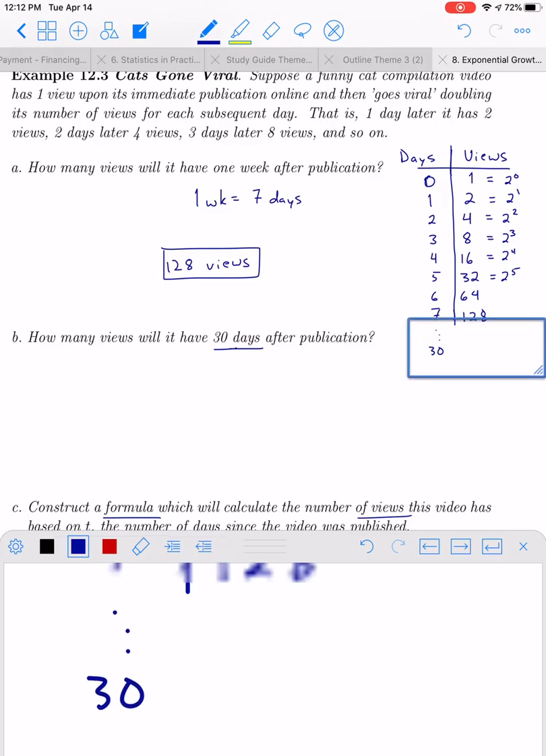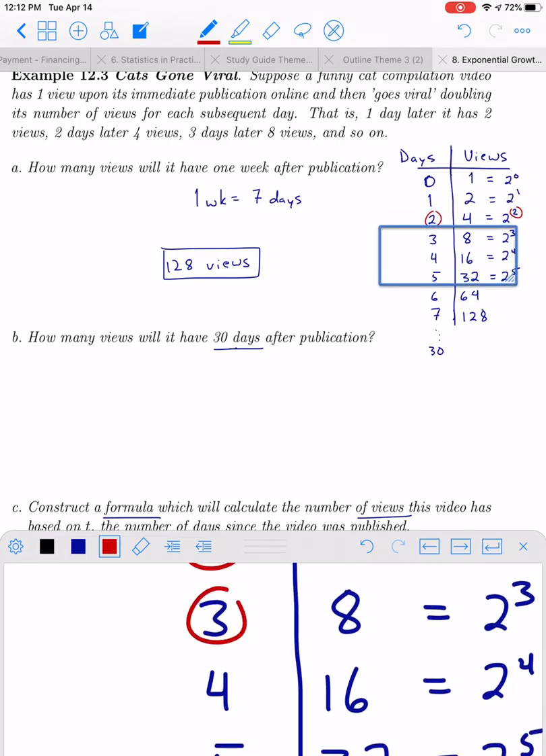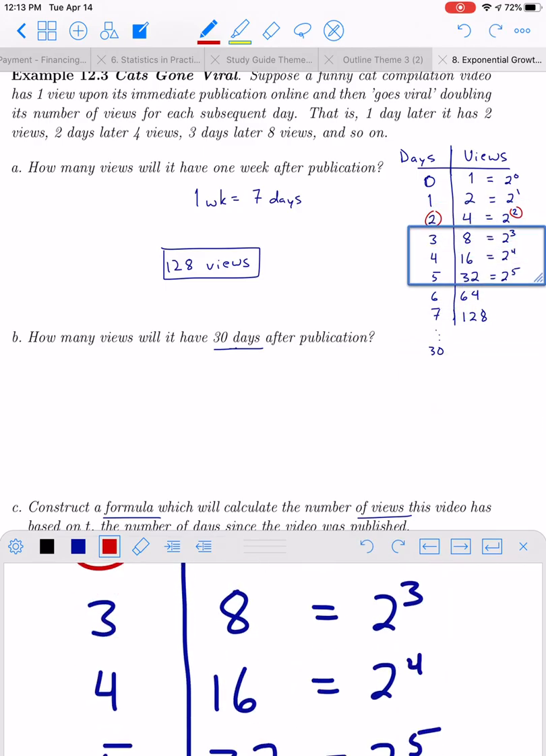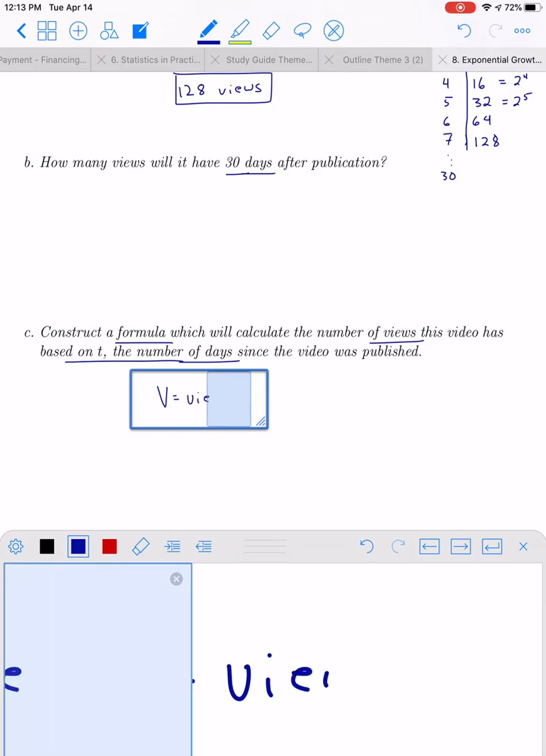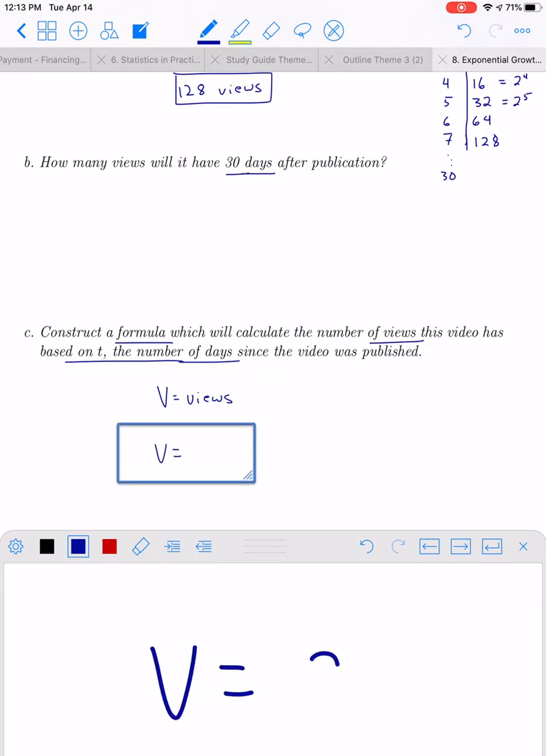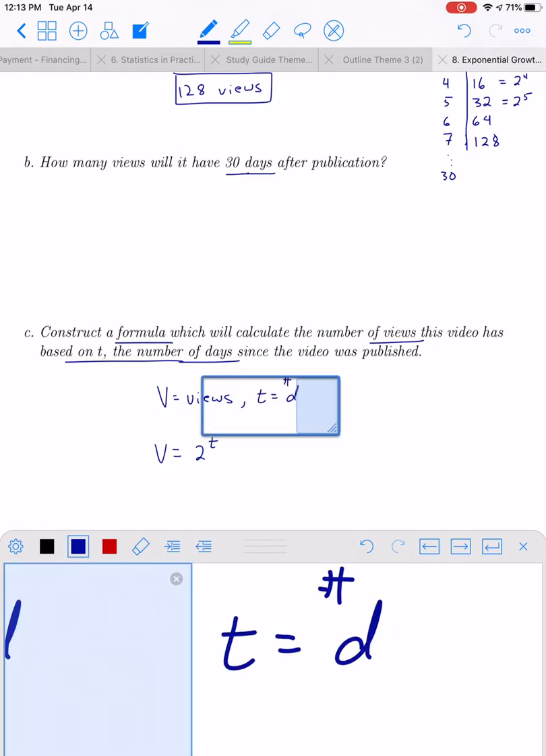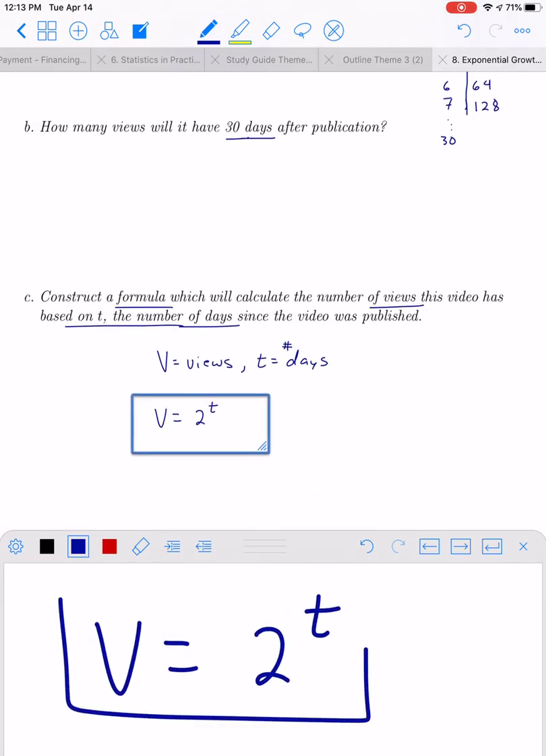So for the number of days, that occurs up here, right? It matches this value, and here, and here. So it looks like you just take 2 and raise it to the power of the number of days that have gone by to get the number of views, and that's exactly it. So let's write that formula down out here at the bottom. We've got the number of views, we'll call it V. V is equal to 2 to the t, and let's just say t is the number of days. Number of days, 2 to the t. So there's a nice formula for us to use.